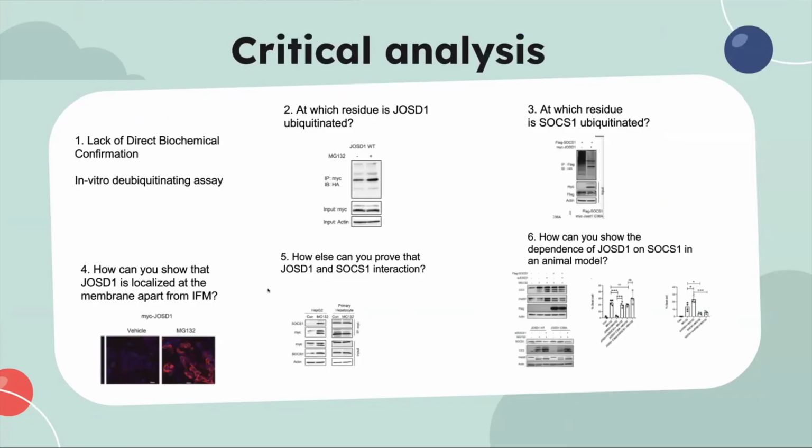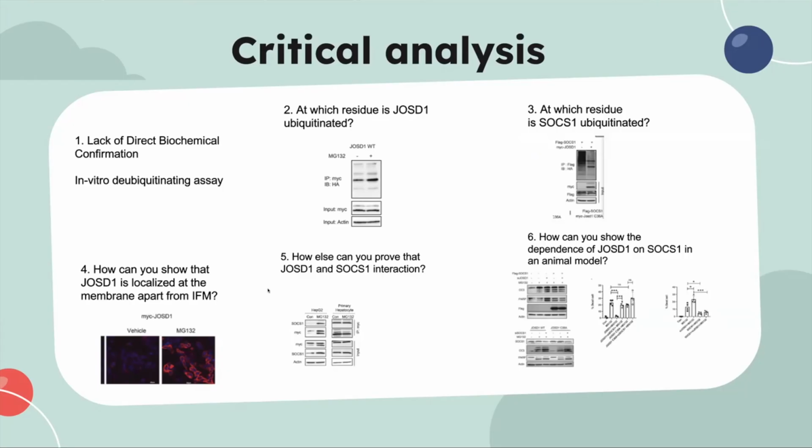Though this paper had comprehensively addressed all the points of the proposed hypothesis, there are a few limitations and improvements to the study. The first being that the relation between JOS1 and SOX1 has been shown in cells, but not in an in vitro assay. Another limitation is that in this paper they talk about the monoubiquitination and polyubiquitination and how JOS1 gets ubiquitinated, but doesn't show which residue it is ubiquitinated and which ubiquitin ligase is responsible.